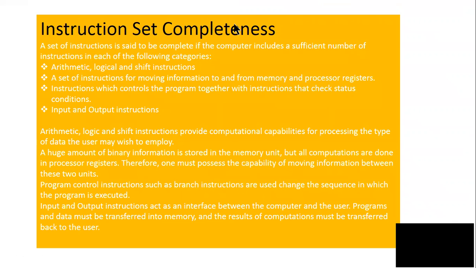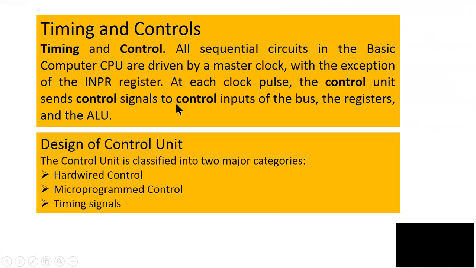Here you see instruction completeness means the instruction should be completed. Timing and control: for any instruction, the timing signal should be there. All sequential circuits in the basic computer CPU are driven by the master clock. So for any calculation, instruction transfer, or arithmetic logic unit operation, the timing should be used. Within the timing, the control goes on.